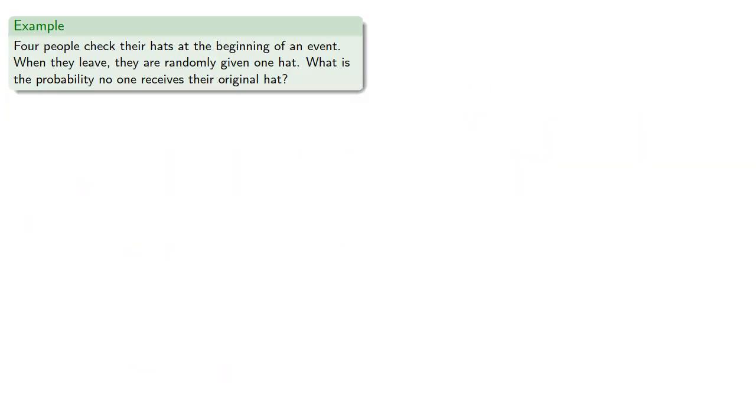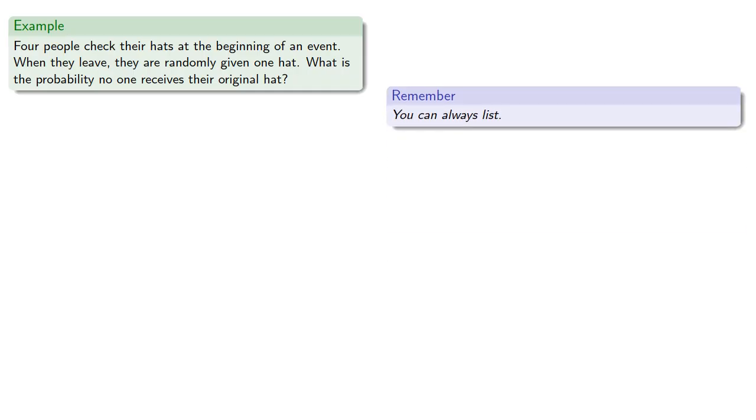We can also use the law of total probability to solve some problems that we solved other ways. So let's consider the hat problem, four people check their hats at the beginning of an event. When they leave, they're randomly given one hat. What's the probability no one receives their original hat? So remember, you can always list. Sometimes it's not convenient, but in this case, the problem is small enough that we could do so.